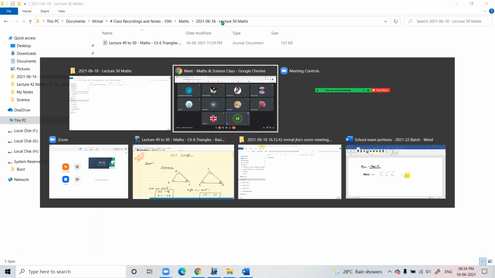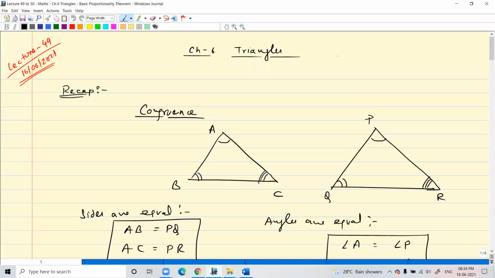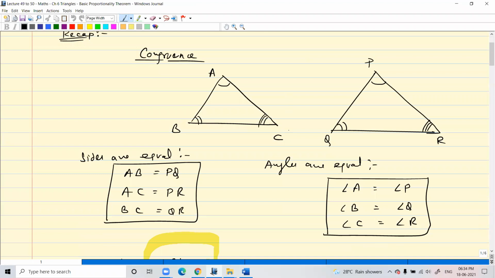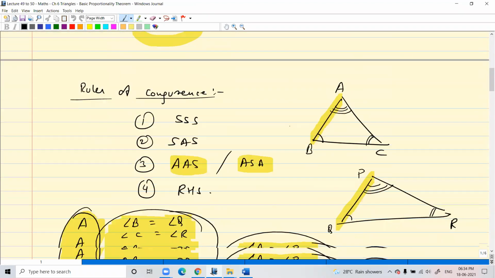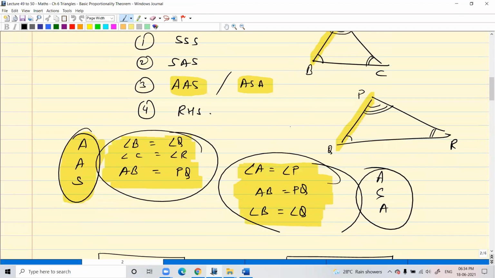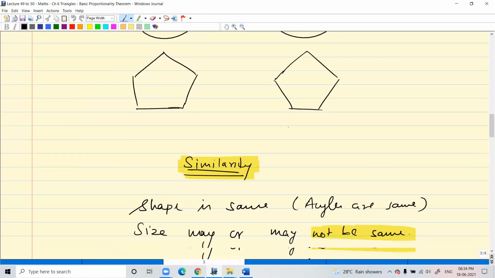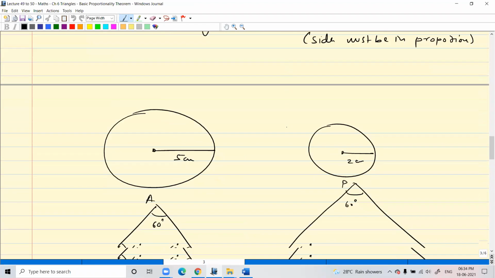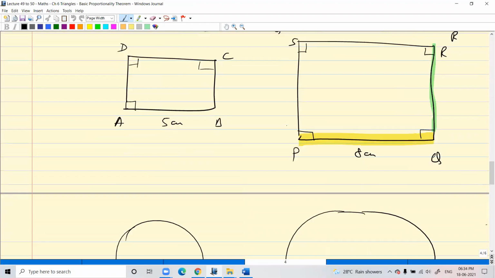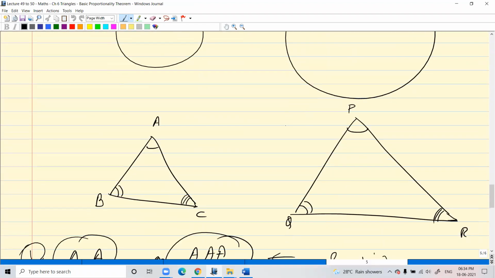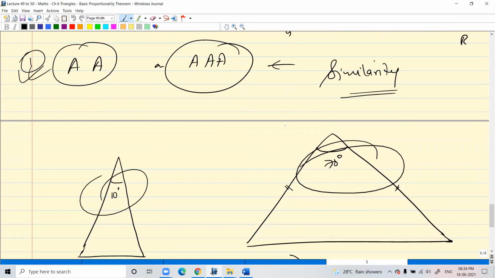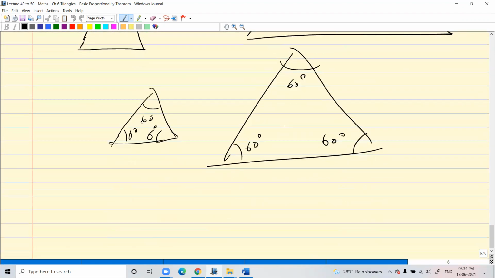In the previous class, we went through a little bit of basics of triangles, right? We discussed similarity, what similarity means, and how it is different from congruence, right? So everyone understands that? Yes, sir. Okay. So for triangles to be similar, what are the two conditions we discussed?